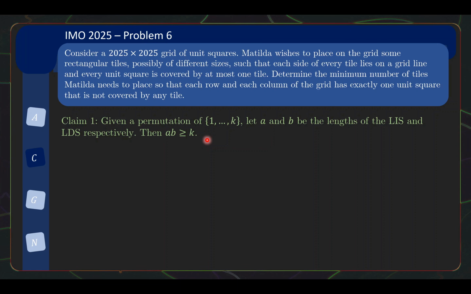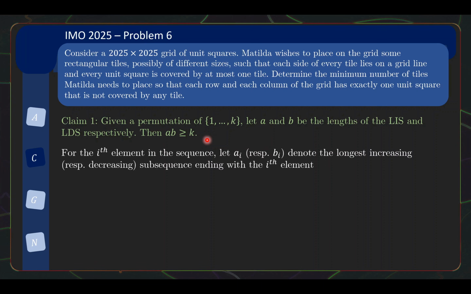Now, proving this claim is actually not difficult. Some might even say this is obvious, and there is a theorem that basically proves this. Nonetheless, the theory might not be familiar to some, so I will go through this claim because the proof is also quite nice. Now, what we do is for the ith element in the sequence, or basically this permutation, we let A_i denote the longest increasing subsequence that ends with that ith element. Respectively, B_i will be the longest decreasing subsequence ending with that ith element.